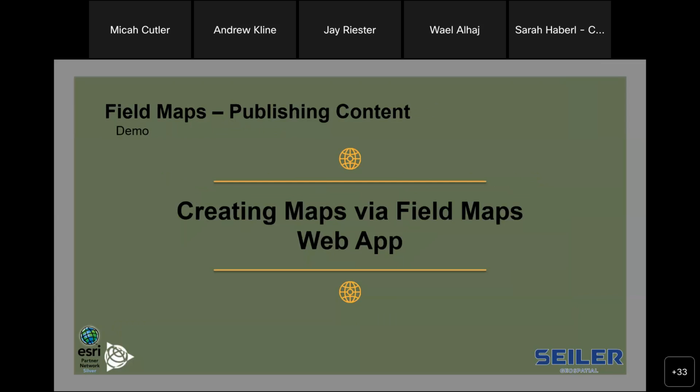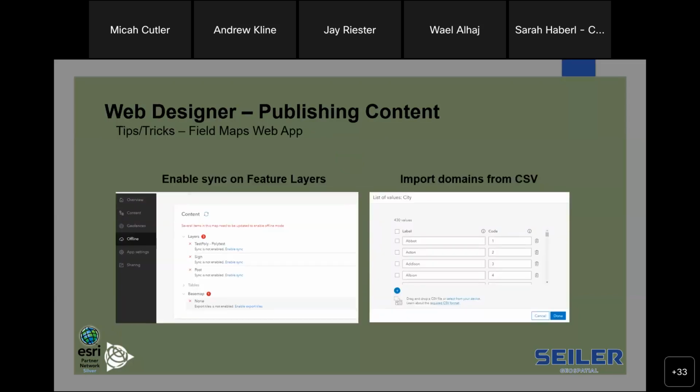Wait, go back one slide. Yeah, the import domains from CSV. If you have an existing feature layer that has a domain, one attribute has a really long one, and you just want to wipe it out and replace it with something you create in Excel, you could do that here. Yeah, exactly. That's huge.